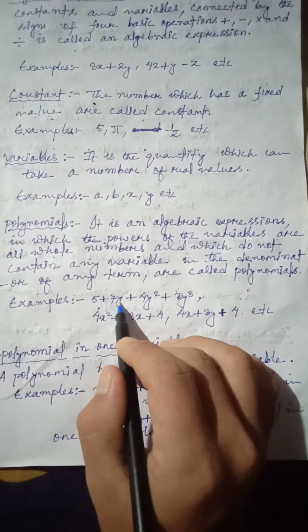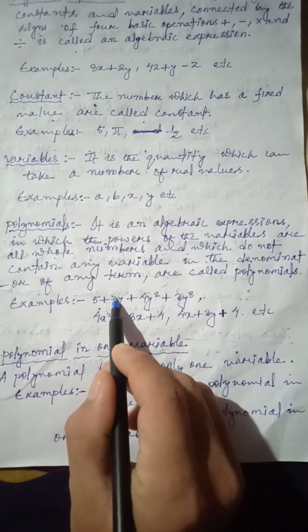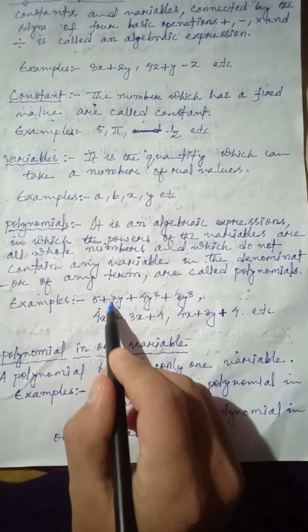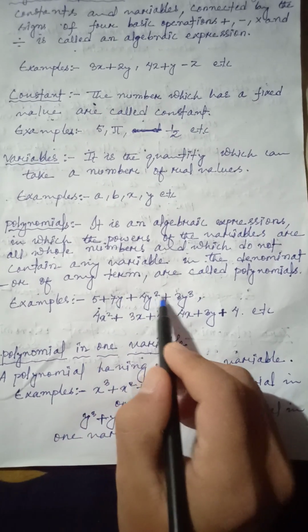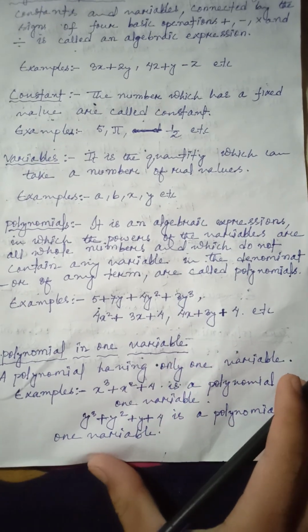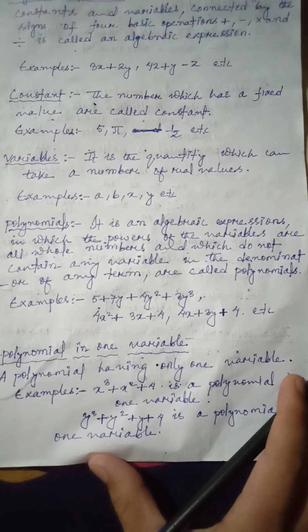Moreover, there should not be any variable in the denominator. That means below the term, there should not be any variable in the denominator. The powers should also be whole numbers. So all such algebraic expressions in which the powers are whole numbers, as well as there are no denominators which are variables, if an algebraic expression satisfies this condition, we call it a polynomial.